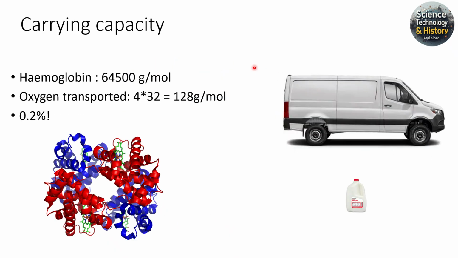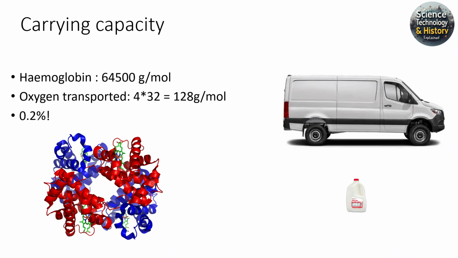But what is the actual carrying capacity of hemoglobin? It's a huge molecule. It weighs around 64,500 grams per mole. This is a unit that we typically use as chemists. This means that basically the atomic weight is 64,500. And it can only transport 4 molecules of oxygen, one bound to each iron atom. This weighs around 128 grams per mole, or the atomic weight is 128. So the ratio, the payload, is only 0.2%.